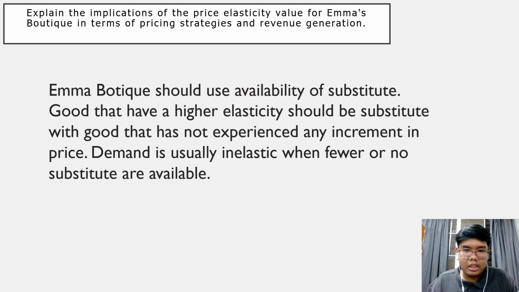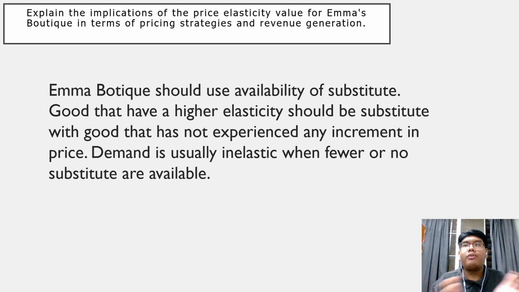So for the last part of question 1, explain the implication of the price elasticity value for Emma's boutique in terms of pricing strategy and revenue generation. So the answer: Emma's boutique should consider the availability of substitute goods. Goods that have a higher elasticity should be substituted with goods that have not experienced any increment in price. Demand is usually inelastic when fewer or no substitutes are available.